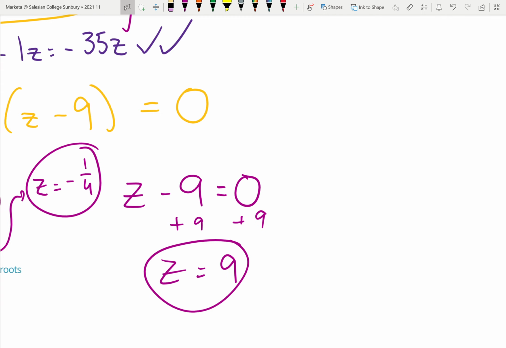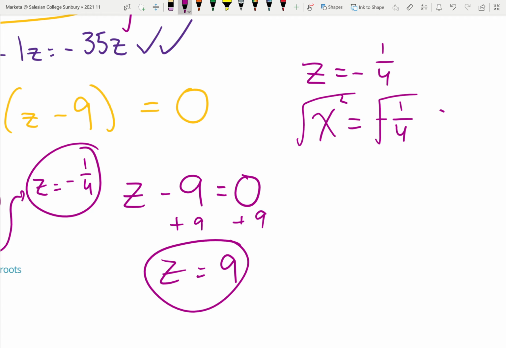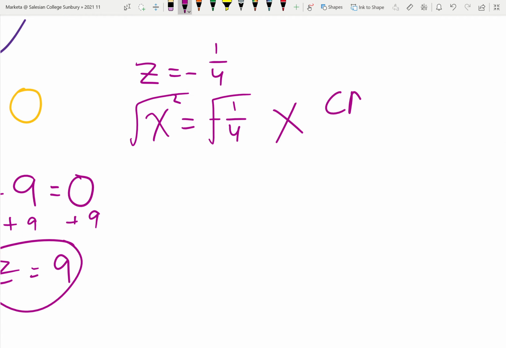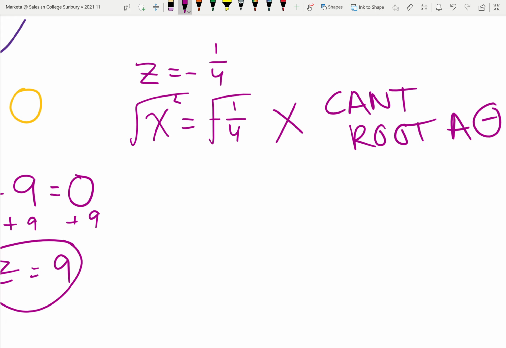So now I can say, well, x squared is z. If z equals negative 1/4, x squared equals negative 1/4. And now I have to square root both sides. And you can't root a negative. It's always positive. So this we reject. Therefore, reject x squared equals negative 1/4. So we don't use that answer.